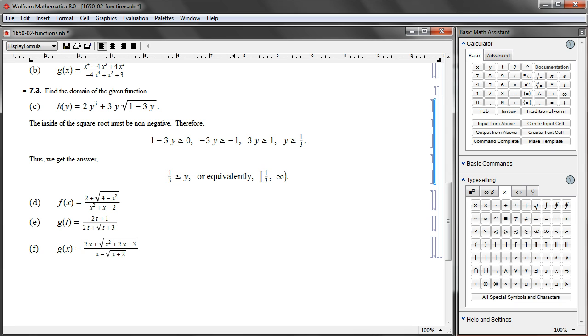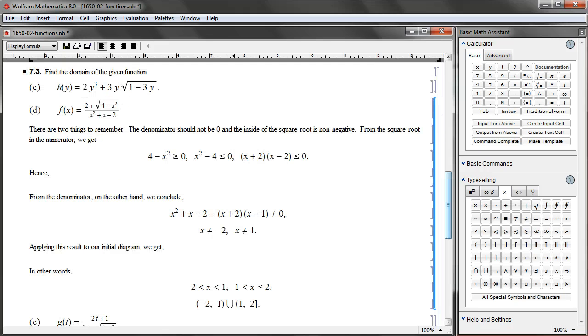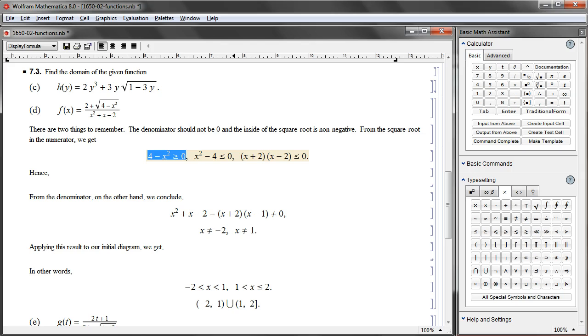Now we have more troublesome problem. We have square root, and also we have denominator. Somehow we have to combine those two. Okay, let's do it. Inside of the square root has to be greater than or equal to 0. So we have 4 minus x squared is greater than or equal to 0. I can't really think straight if my leading coefficient is negative. So I just multiplied everything by -1, so that x squared minus 4 is now less than or equal to 0. Factoring further, we have x plus 2 times x minus 2 is less than or equal to 0.